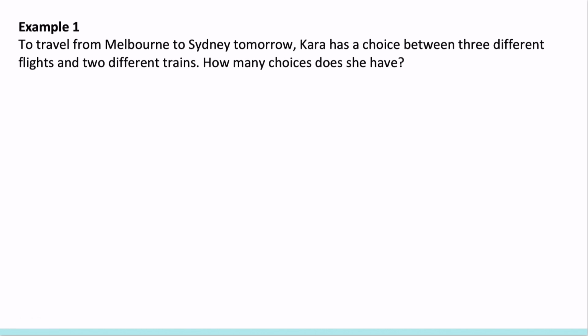Give it a go. We're going to travel from Melbourne to Sydney. Well, not us. Kara's going to do that. And she has a choice between 3 different flights and 2 different trains. How many choices does she have? This might seem super obvious to you, and it really is. It is that simple. She can either choose 3 flights or 2 different trains. That's it. So she has 5 choices.